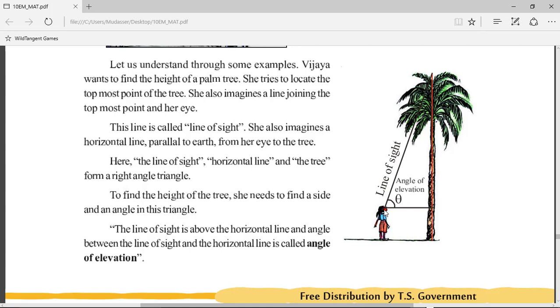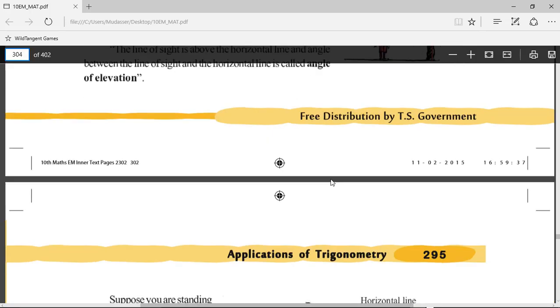And then we also see a horizontal line, a line which is parallel to the ground. The angle between the line of sight and this horizontal line is known as angle of elevation. So that's the angle of elevation for you.